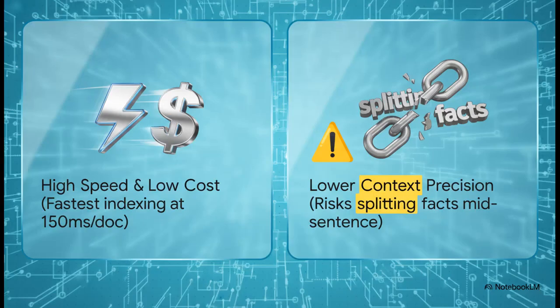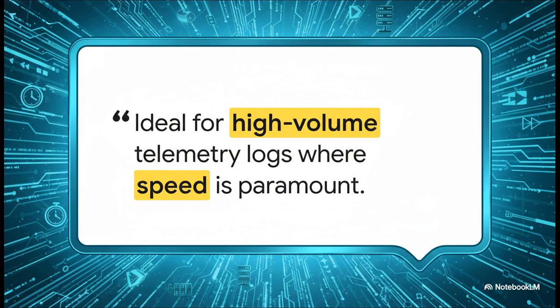Okay, so right away you can see the trade-off, can't you? On the one hand, it is so fast and super cheap. We're talking 150 milliseconds to process a document. But the downside? Well, this method doesn't care about your sentences or ideas. It might just slice a key fact right in half, which can totally confuse the AI. So you might be asking, when would I ever use this? Well, it's perfect for things like high-volume system logs. Think about it. When you've got a flood of simple, time-stamped data coming in, all you care about is speed. Perfect context isn't really the top priority.